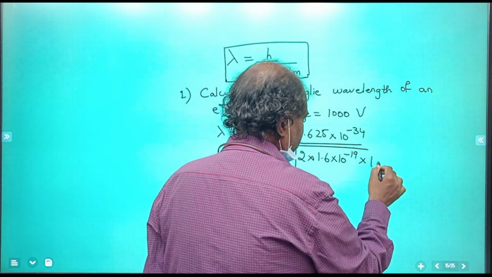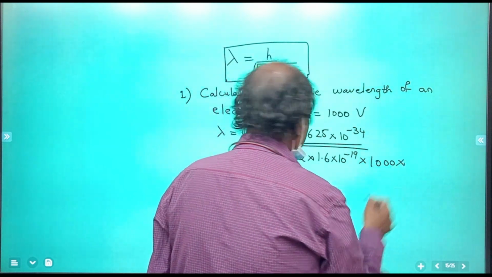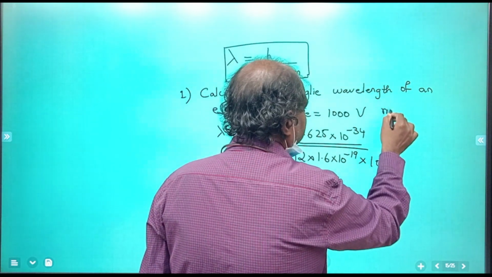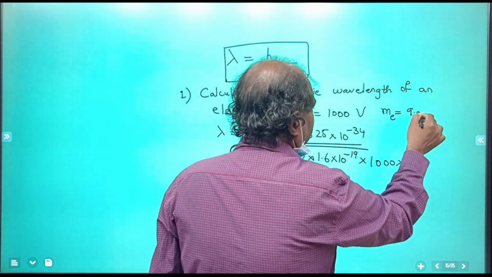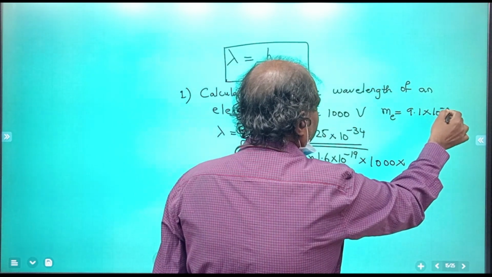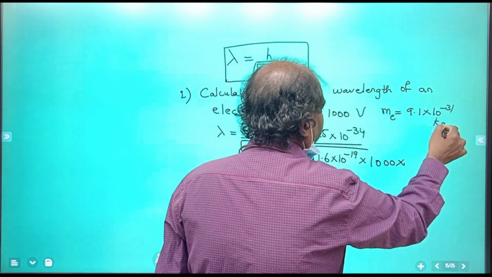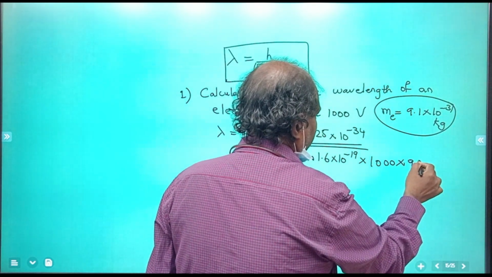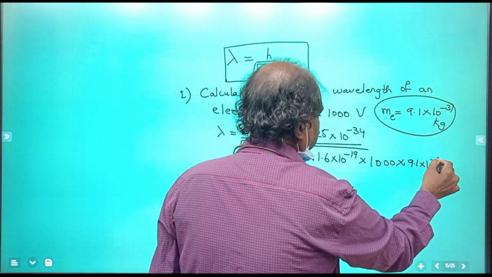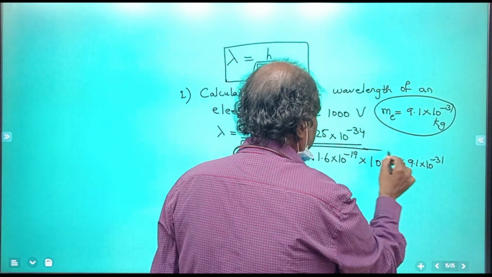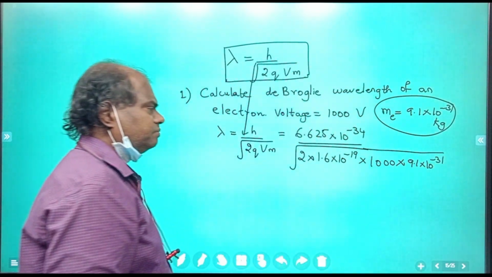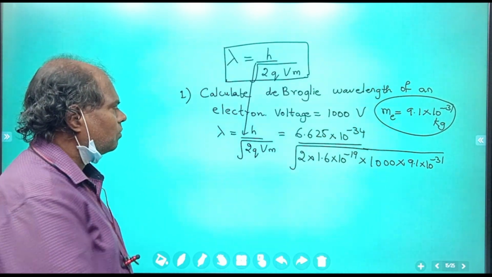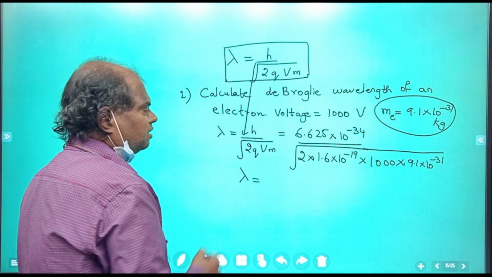Voltage: you are applying 1000 volts. And what is the mass of the electron? Mass of the electron is equal to 9.1 into 10 to the power minus 31 kilogram. So you can write here 9.1 into 10 to the power minus 31. You must know the mass also, right? So in this case, you will get lambda.